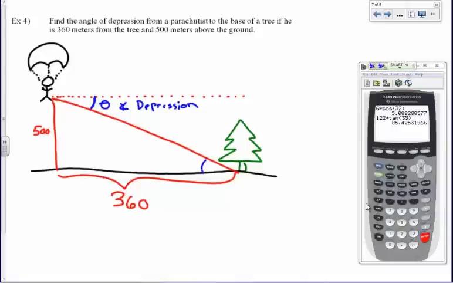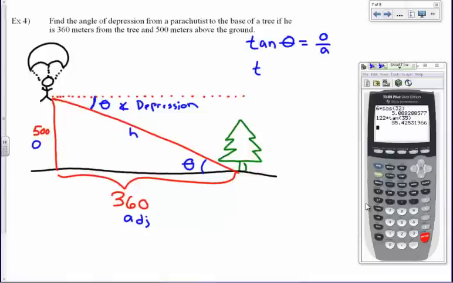What you should notice is that that straight line of sight is parallel with the ground, which means that the opposite interior angles which are created are congruent. So now we have theta, which is our angle of depression, is equal to this angle of elevation from the tree to the parachutist. Now I can label my sides opposite, hypotenuse, and adjacent.